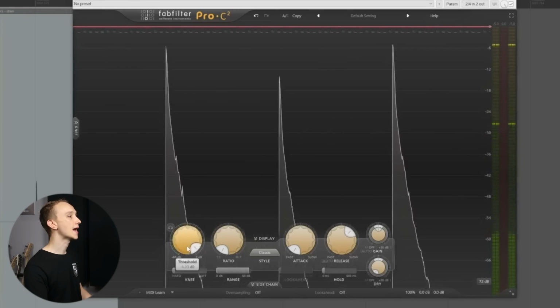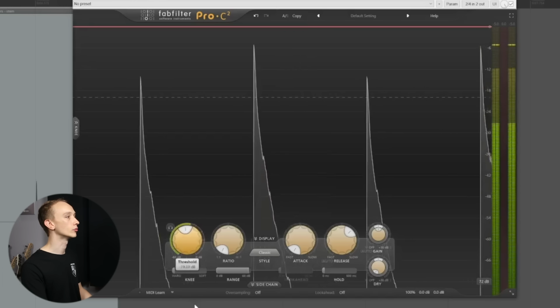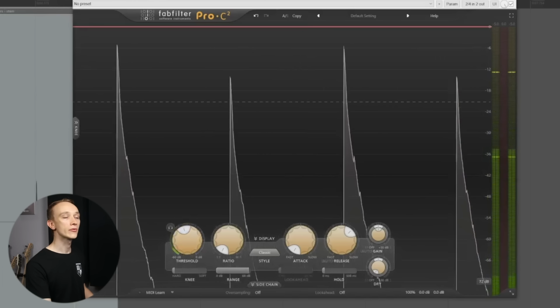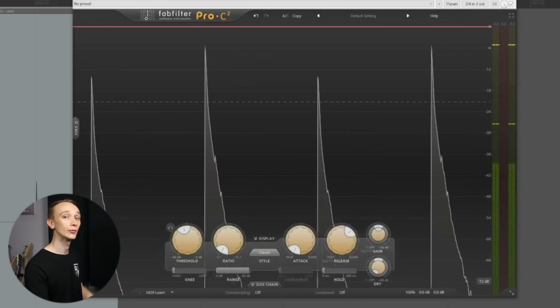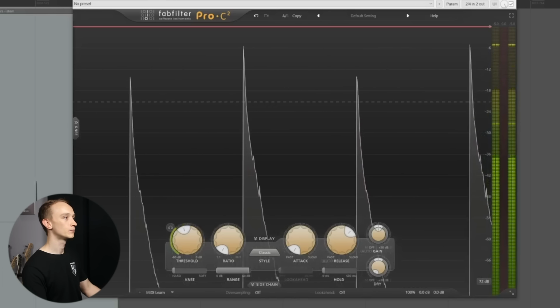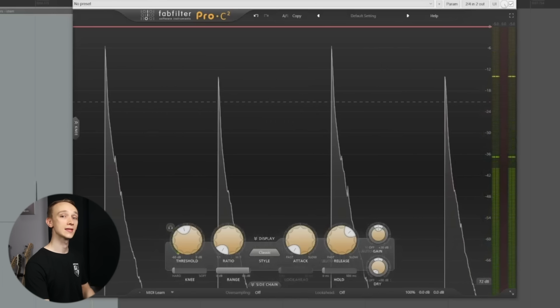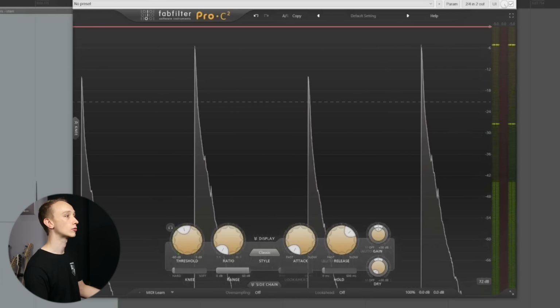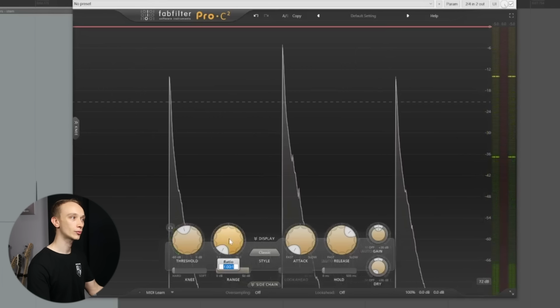Let's turn the threshold down so that the peaks of the signal reach it. Still nothing is happening, and that's because we need to set the ratio. The ratio determines how much compression will occur when the signal level exceeds the threshold. Right now it's set to 1:1, which means that for every 1 dB past the threshold, 1 dB will pass through. Again, this amounts to the compressor doing nothing.